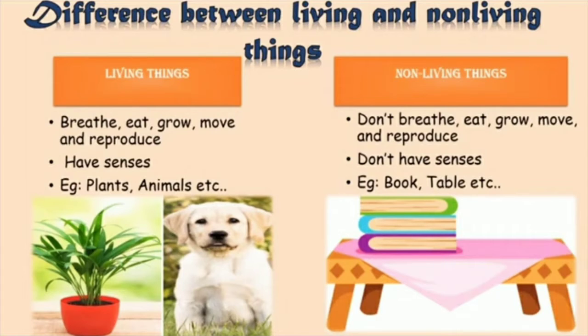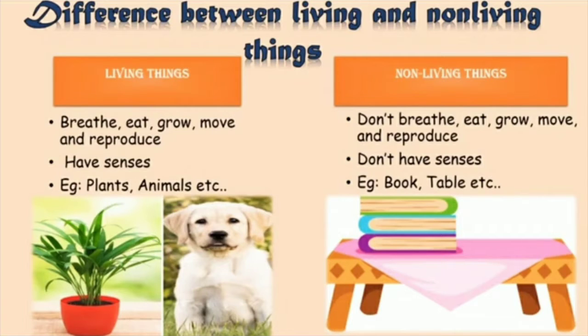As you can see on your screen, children, living things can breathe, eat, grow, move, and reproduce, right? Whereas non-living things, they don't breathe, they don't eat, they don't grow, move, and they do not reproduce, right? And children, living things have senses. That means living things can feel, right?